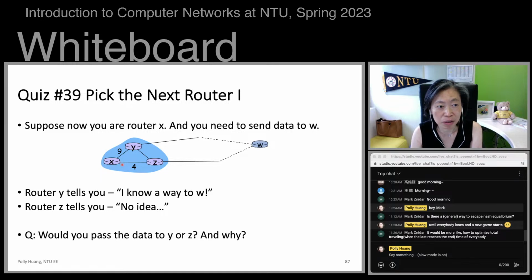Now you're this guy. You learn from neighbor Y that the link cost is 9, and the neighbor Z link cost is 4. And Y tells a little bit more: you want to go to w, and I know a way to w. Z tells you, no idea. Let's assume Y and Z are both honest. Quiz 39 is asking you, would you pass the data to Y or Z, and why? Based on your intuition, you just need to be router X. You don't need to be smart.